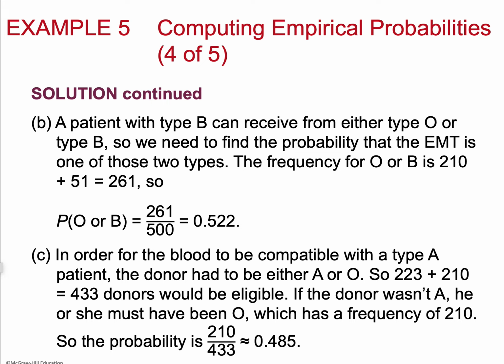In part C, I'm looking at what's compatible with A. And so type A can get either A or O. So my type A blood is 223 people. I have 210 O's, so I add those together to get 433 donors. If the donor isn't from A, then they must be from O, which is a frequency of 210. So that gives me 210 divided by the total, which has changed because I'm looking at A or O, which is 433, which gives me roughly 48.5%.